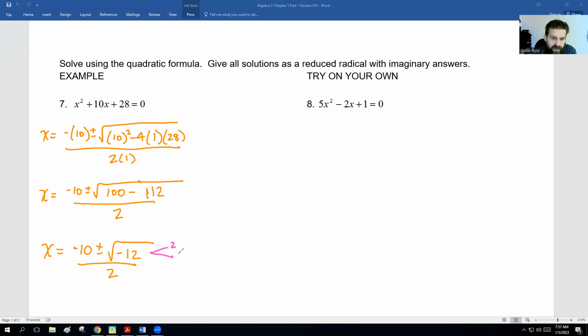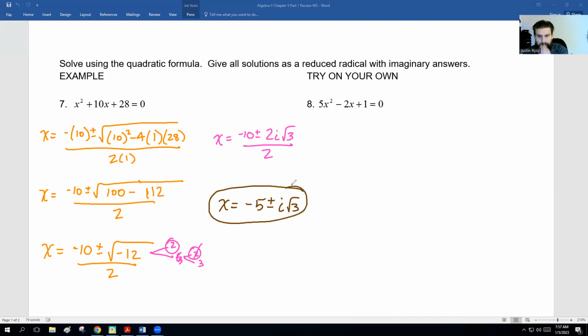Remember, it's just like breaking down 12, which is 2 and 6, and then 2 and 3. We're just going to put an i with our answer. So we got a 2 that breaks out, 3 that stays in. -10 plus or minus, this would be 2i radical 3 over 2. And then we just reduce. Can we divide 10 and 2 by 2? We can. We can reduce that. It'd be a -5 plus or minus 1 i radical 3. And that's the answer.